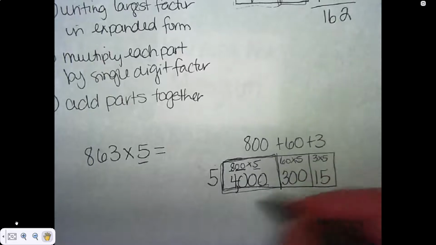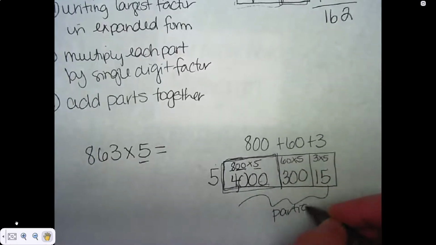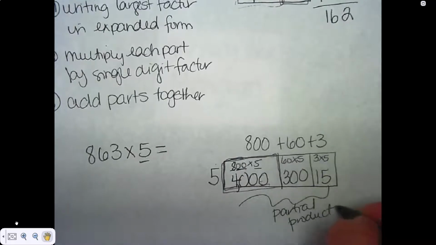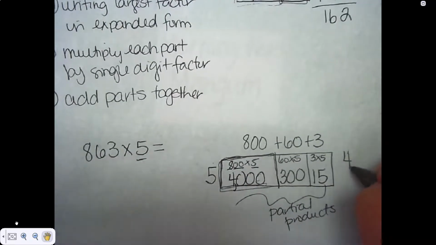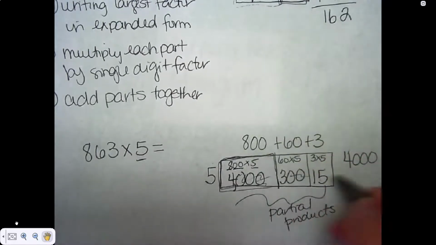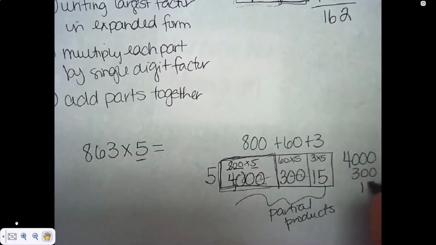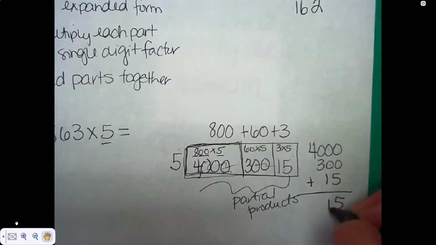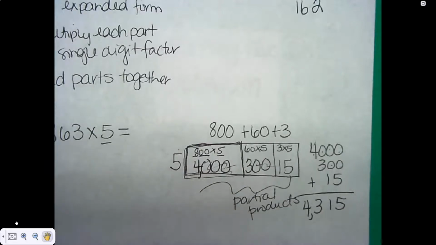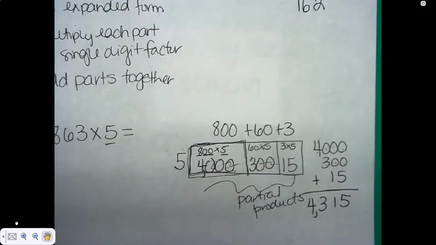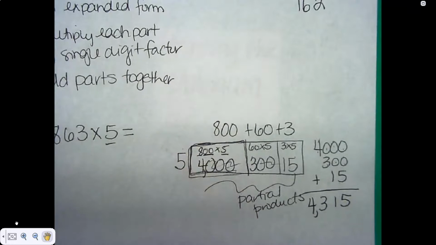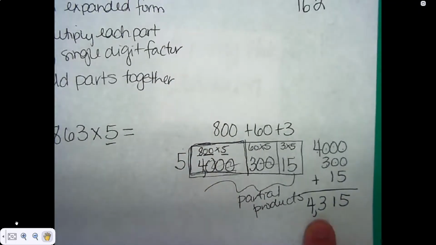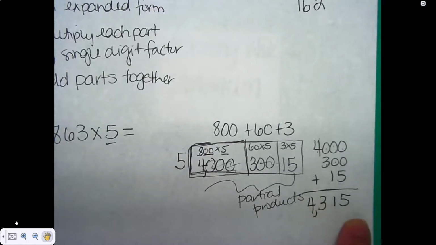So I have each of these partial products. These are called partial products because they're part of my final answer. And now I'm going to add these. So I'm adding my areas here: 4,000, 300, and then 15. So my answer, my product, becomes 4,315. I can see if that's reasonable by saying, well, 800 is about 900. Times 5 would be about 4,500, and so my answer is close, 4,315.